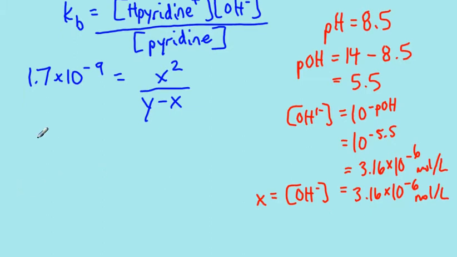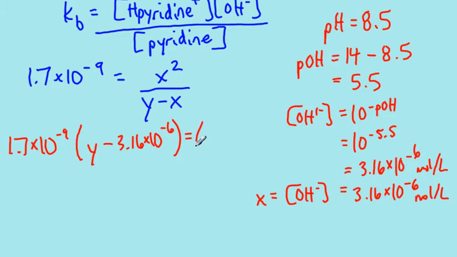Alright, so we have a little bit of annoying math to do here, but it's not too bad. So 1.7 times 10 to the minus 9, we can multiply that by y minus x, which is 3.16 times 10 to the minus 6, and that is going to be equal to x squared. It's getting a little ugly. 3.16 times 10 to the minus 6 squared, and we will be solving for y here.